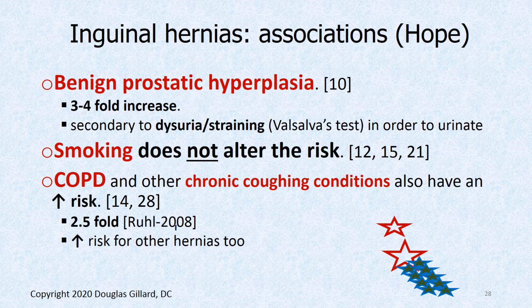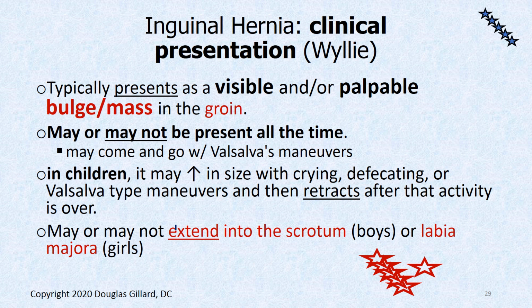Some more associations. BPH, because of the pushing and straining, gives a 3 to 4 fold increase over a normal person of getting an inguinal hernia. Smoking doesn't seem to have an effect. COPD, about a 2.5% risk for getting one of these hernias.